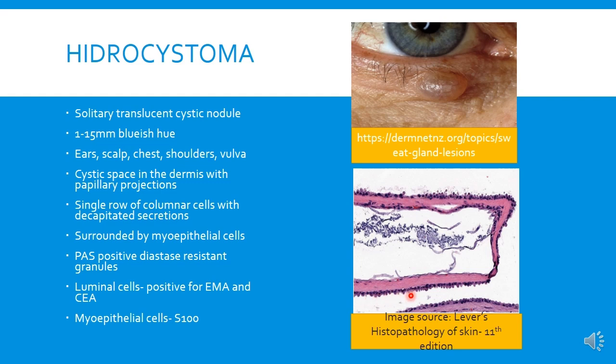will be a single layer of columnar or cuboidal cells with an apical snout, which represents the decapitation secretions, and these granules are positive for periodic acid-Schiff and are diastase resistant, and these luminal cells are positive for CEA and EMA. The periphery has myoepithelial cells which are positive for S100. So hidrocystoma is a single cystic structure in the dermis with a single layer of cuboidal or columnar cells, whereas cystadenofibroma is somewhat more complex in that there will be more layers of columnar or cuboidal cells, and the stroma accompanying it will be more fibrous.